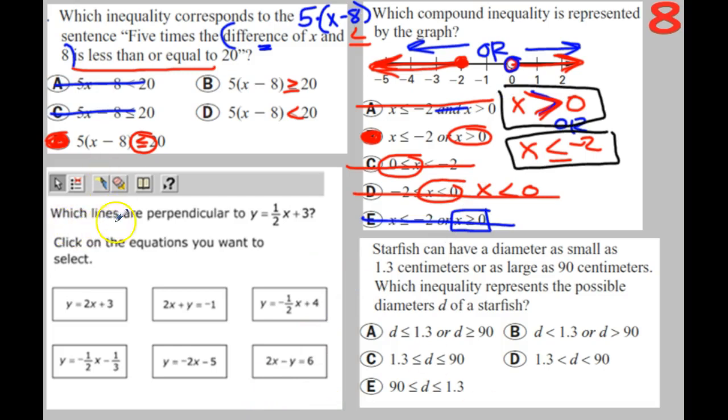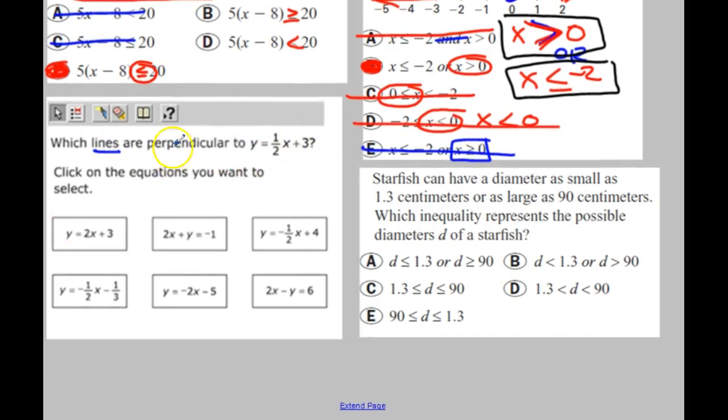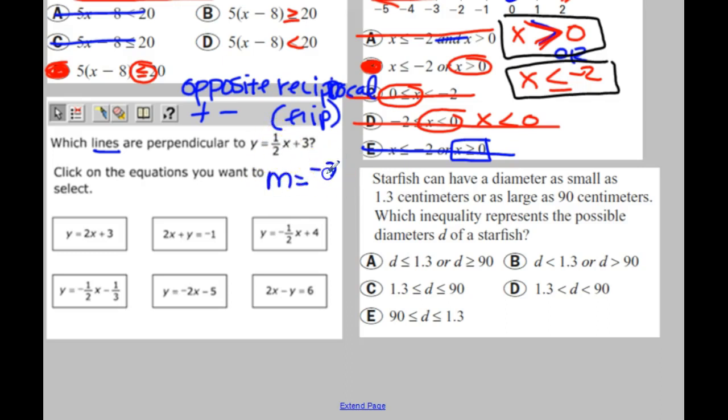Alright, next it says which lines, so it could be more than one, are perpendicular to this line. Well, perpendicular means the slopes are opposite, meaning one's positive and one's negative, and reciprocals. And reciprocal, R-E-C-I-P-R-O-C-A-L, means our fraction is flipped. So if this one is positive 1/2, our new slope has to be negative. Instead of 1/2, it would have to be 2/1, or just -2 if we don't write it as a fraction.